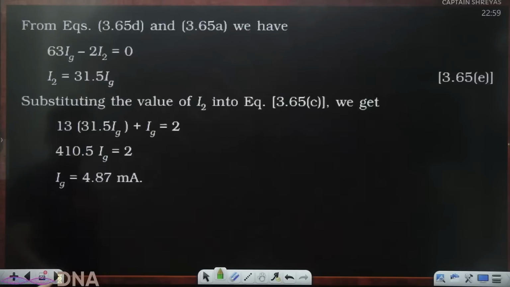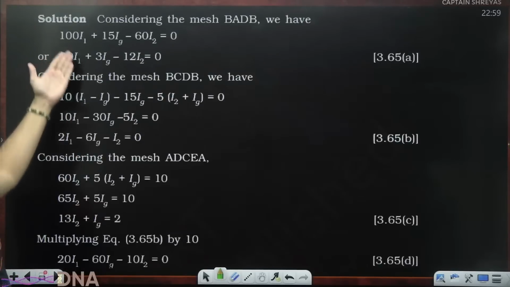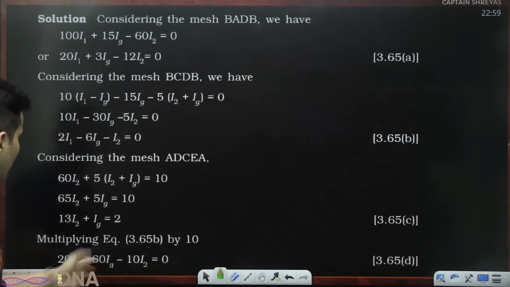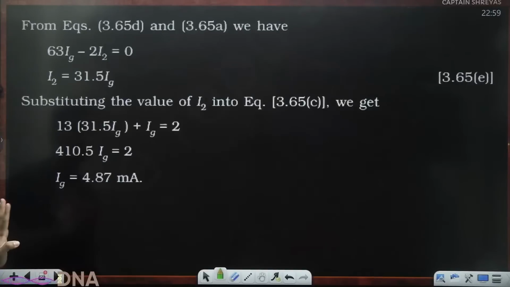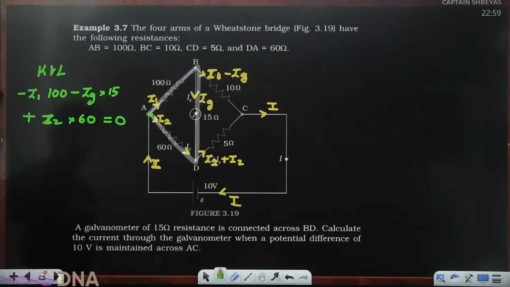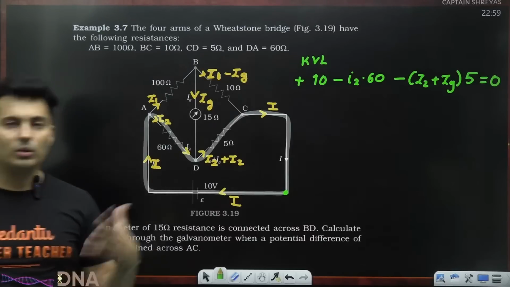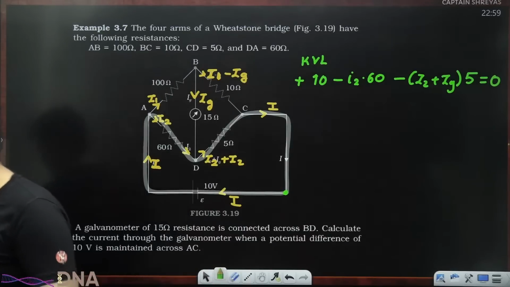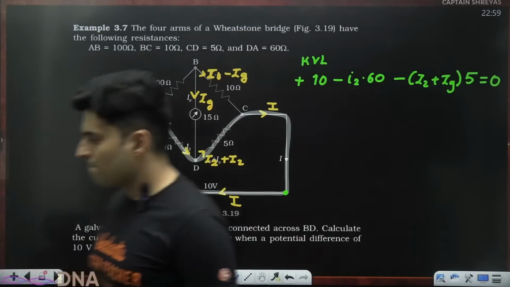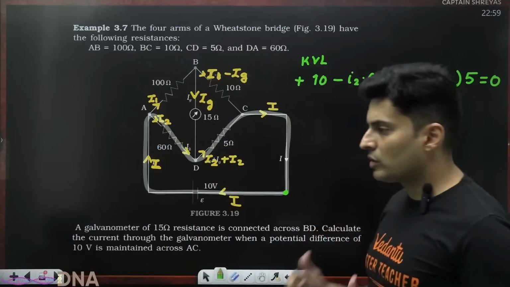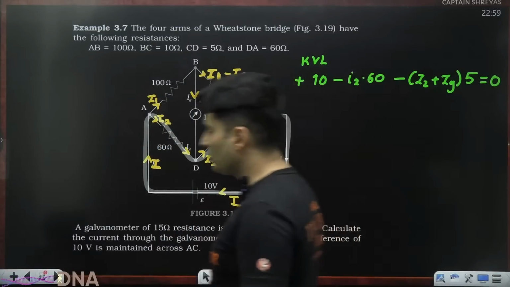That's what they have done. If you notice, they have exactly done this. They have written an equation, another equation, another equation. Solve this to get the answer. Is that clear? So that was the method to do it. No other way, no shortcut, nothing else. Cool. This is how you solve an unbalanced Wheatstone's problem.